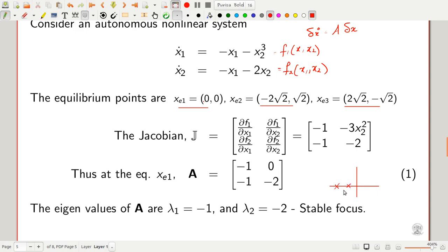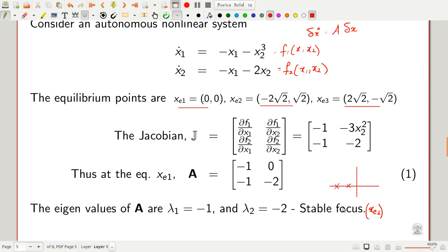I can say that the equilibrium point xe1 is a stable focus. We had classified it in one of the lectures. So we can say that xe1 is a stable focus. The system is asymptotically stable, right? The system is stable, in fact exponentially stable also. The system is asymptotically and so exponentially stable for this case.